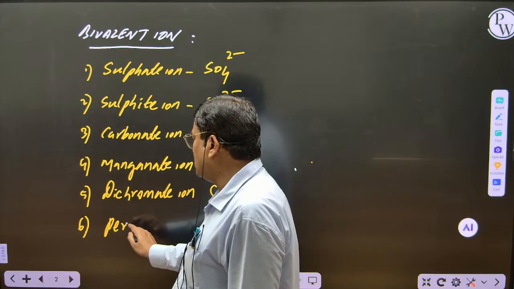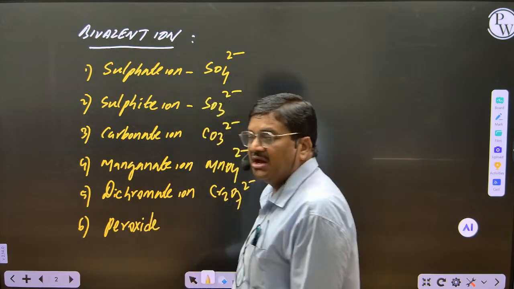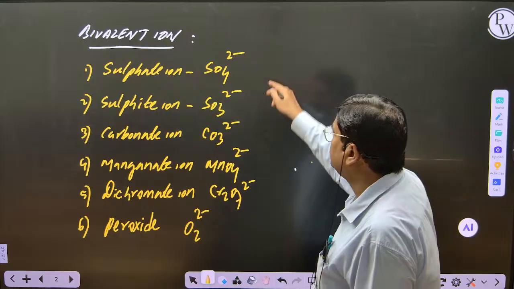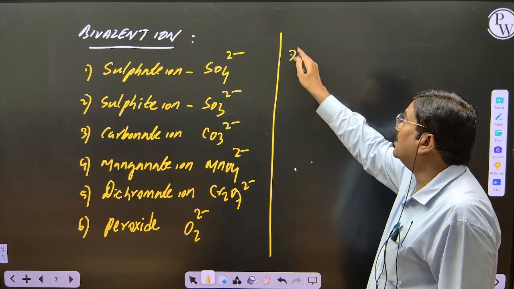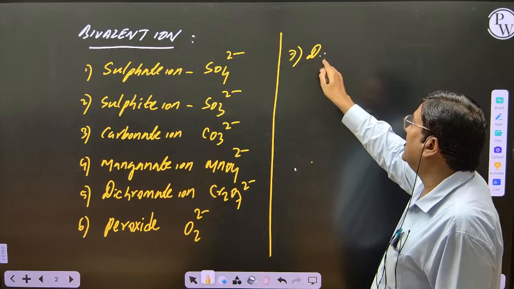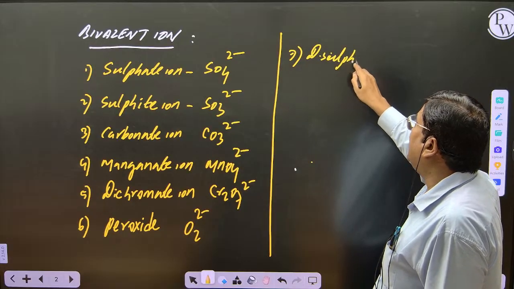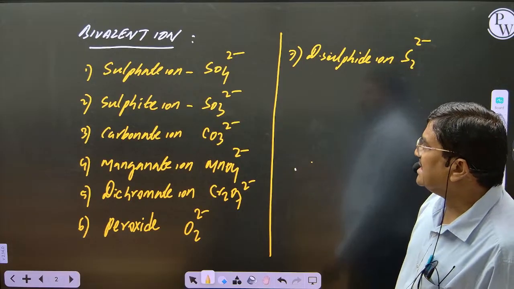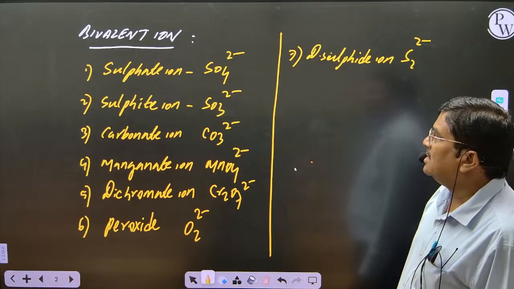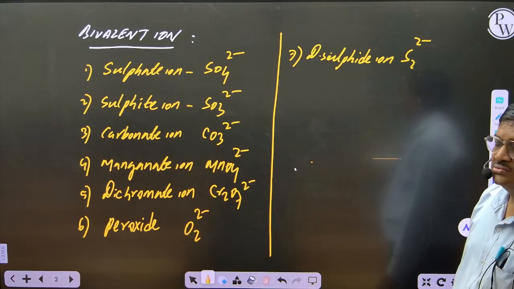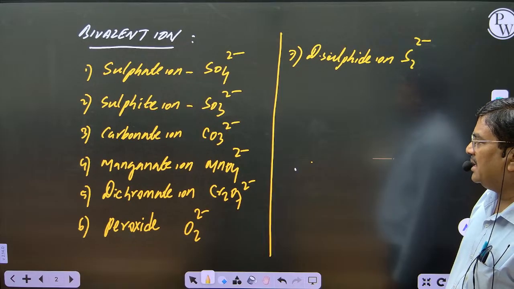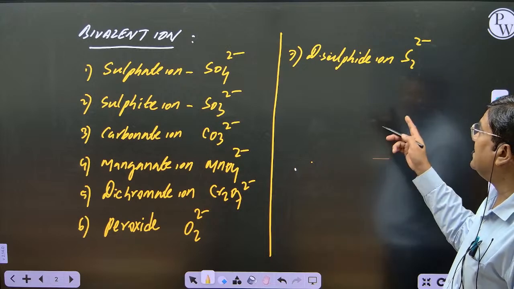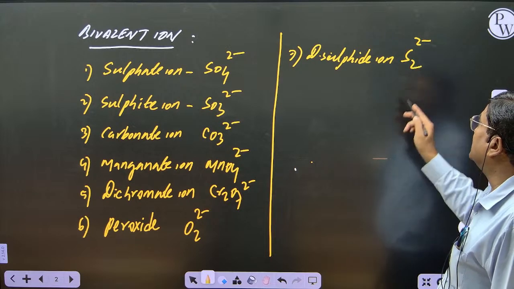Peroxide ion. Peroxide means it will have an O-O linkage. Peroxide is shown by O2 2 minus. Disulfide ion. What is disulfide ion? S2 2 minus. So these are all bivalent, whose valence is 2: sulfate, sulfite, carbonate, manganate, dichromate, peroxide, disulfide. Disulfide is S2 2 minus.